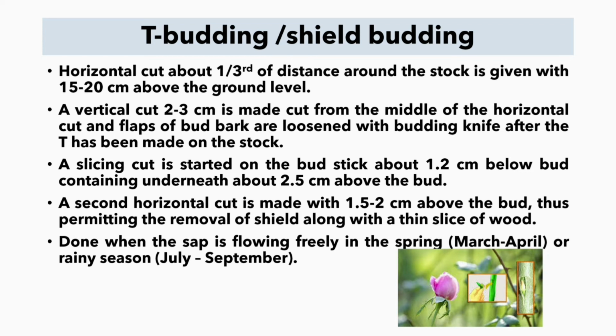A slicing cut is started on the bud stick about 1.2 cm below the bud, continuing underneath about 2.5 cm above the bud. A second horizontal cut is made 1.5 to 2 cm above the bud, thus permitting the removal of the shield along with a thin slice of wood. It is done when the sap is flowing freely in the spring or rainy season.